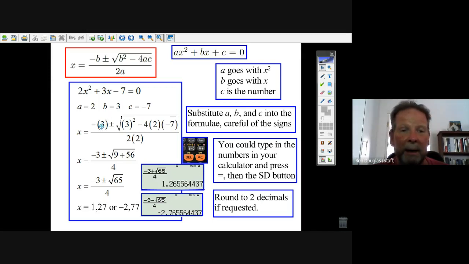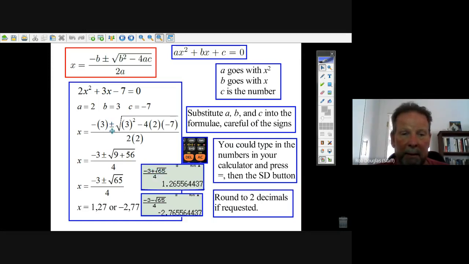So instead of b, in the formula, there are 2 places where b is. I've got 3 there. There are 2 places where a is, so I put a bracket, and I put a 2 there. And only 1 place where there's a c, so I put a minus 7 there. Now, you can put this into your calculator exactly like this. Press equals, and then this number will come out, minus 3 plus root 65 over 4.